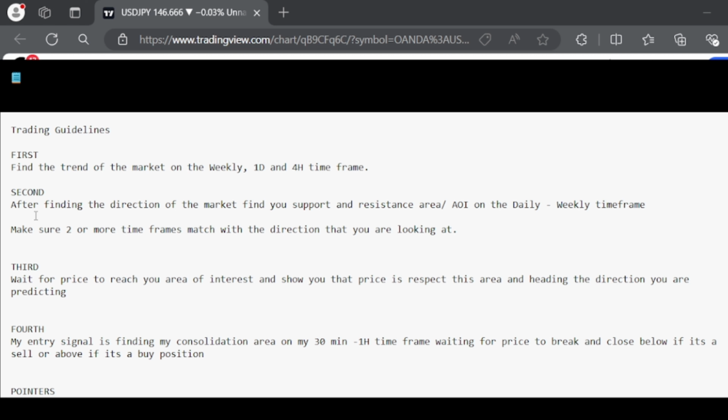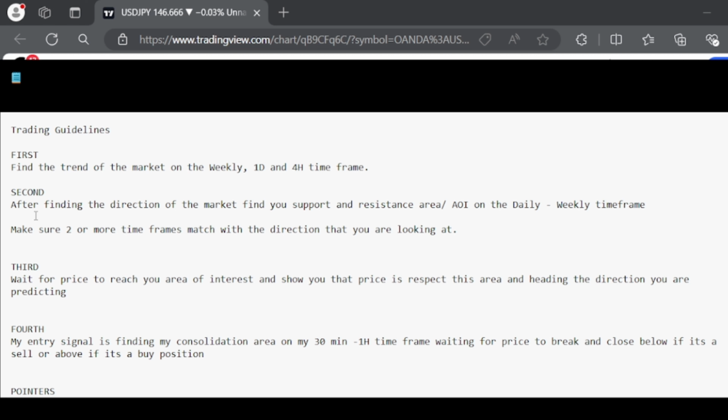You understand? So whatever you do, make sure that on the daily time frame, your AOI is respected. It can't be just a random zone. No, price has to respect this area more than 3 times. But we can go over everything just so you guys can understand it.